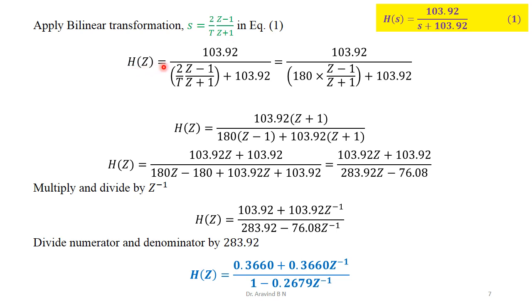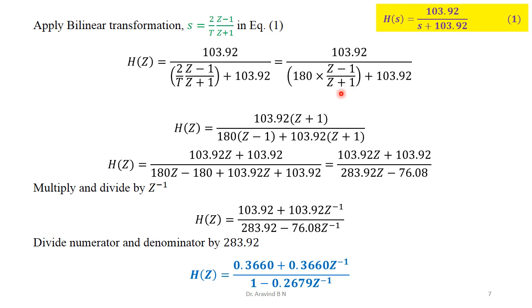H of z will be equal to 103.92 divided by, now in place of s we are substituting this value, 2 divided by T times z minus 1 divided by z plus 1, plus 103.92. T is a known value, that is 1 by 90. Substituting T equal to 1 by 90 and simplifying we get 180. Now that has been written over here and this is the remaining part.